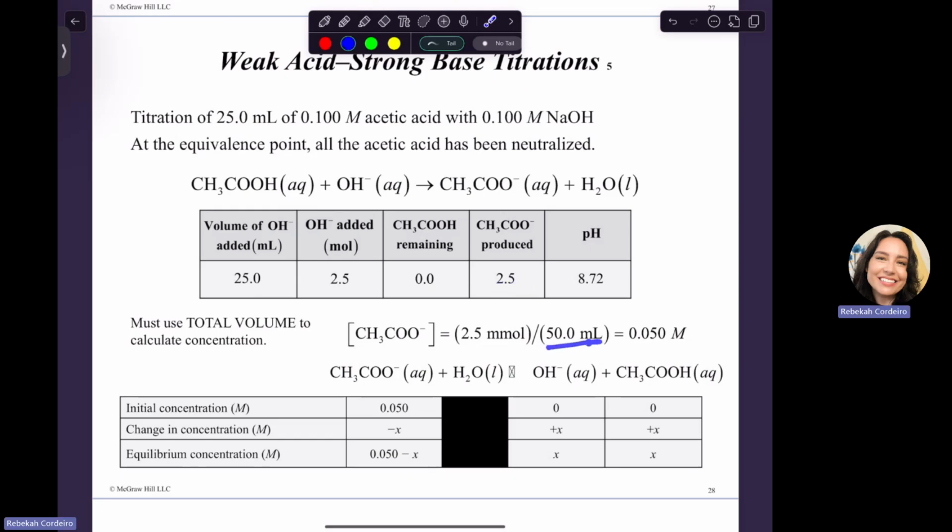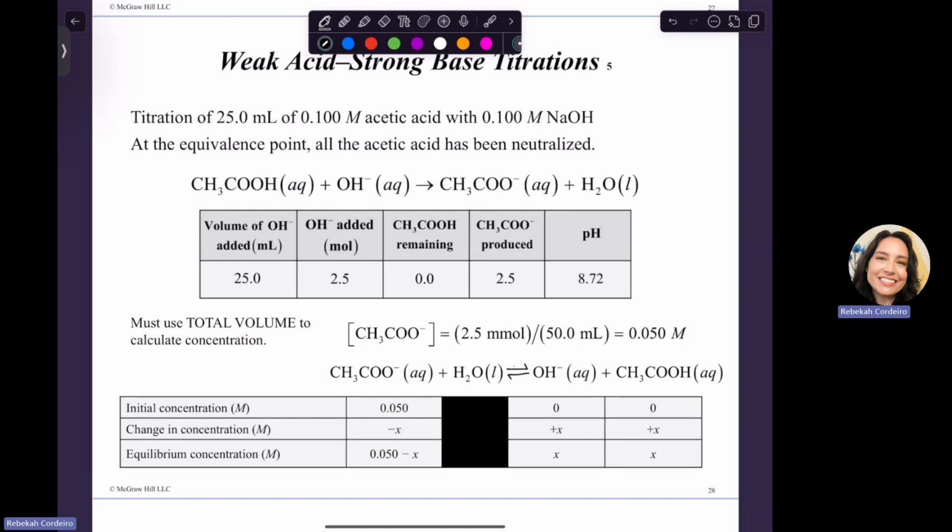But now we've got to look at the total volume to get our new molarity to put into an ICE table to figure out what our new pH is. So we can't use Henderson-Hasselbalch anymore because we don't have a buffer anymore, because you don't have acid. So when you don't have the acid anymore, you're not a buffer.